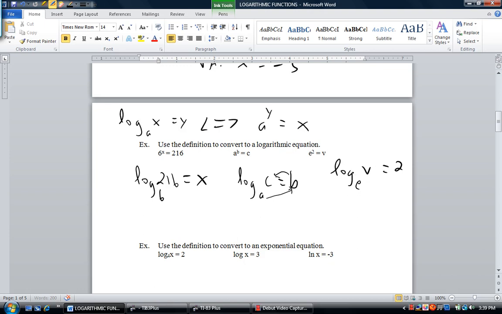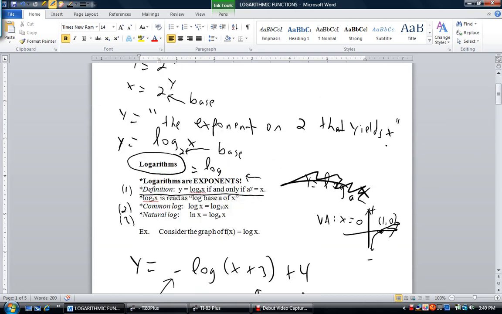Now it is true that we already know what log base e is. Log base e is the same as natural log, so we can actually write it as natural log. Now all of this is ln, and then we write down everything else. Natural log of v equals 2. That's such a big deal. That's why I've labeled these 1, 2, and 3. These are the most important things for now.